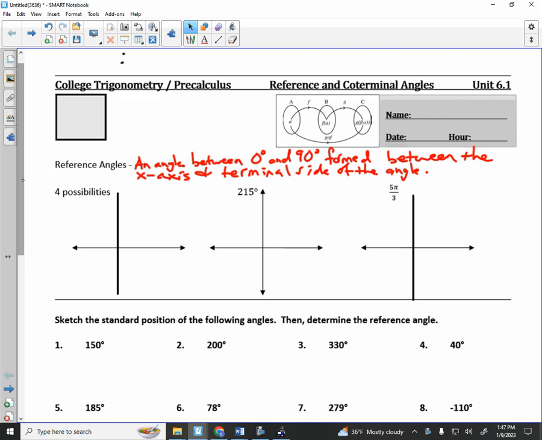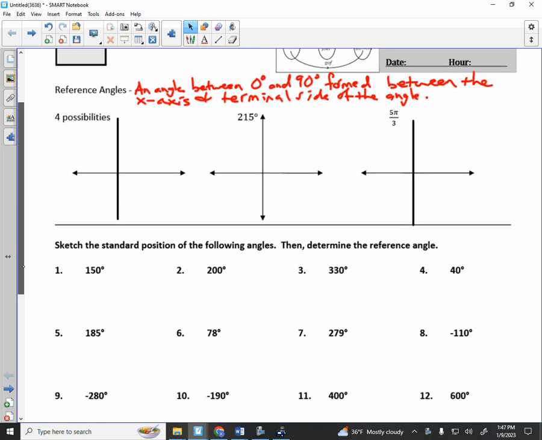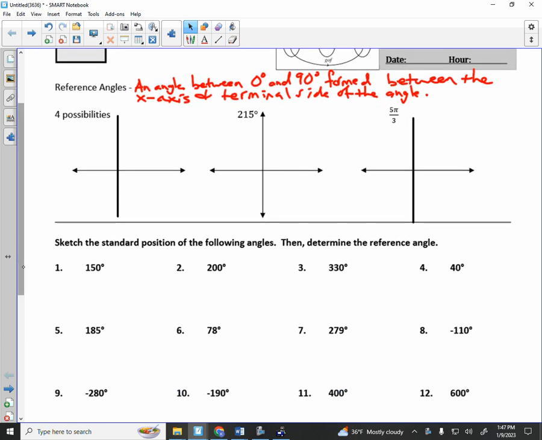So the definition you want to write down for reference angle is: a reference angle is an angle between 0 and 90, so it's on the smaller side, and it's formed between the x-axis and the terminal side of the angle. We'll use that definition to then look at an example of what reference angles are from a geometrical viewpoint.